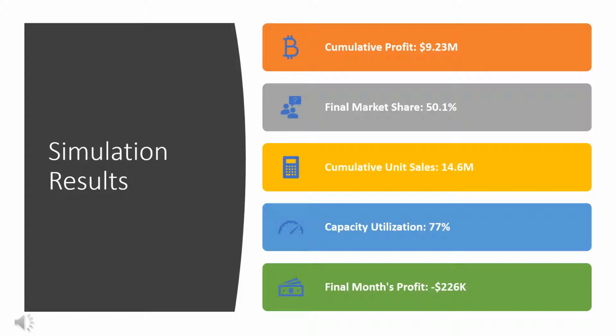Simulation results. Cumulative profit was only $9.23 million because of huge losses made in December and February. Final market share is still 50.1%. Cumulative unit sales is 14.6 million. Capacity utilization is 77%. And the final month was a loss because of Orlando.